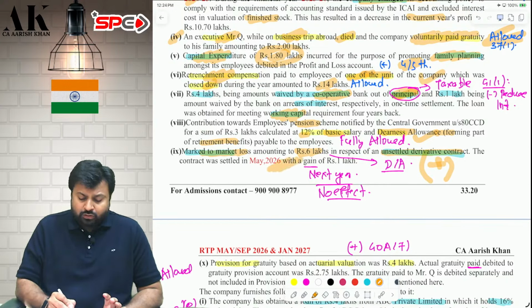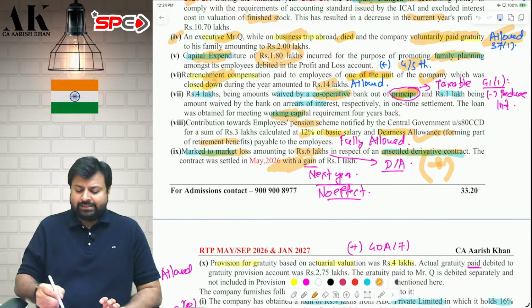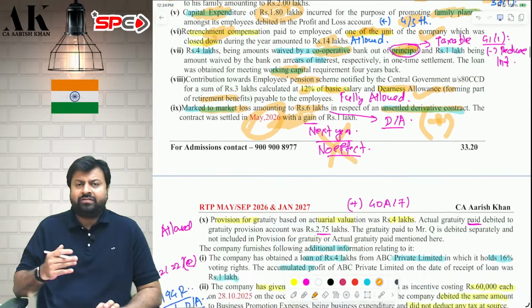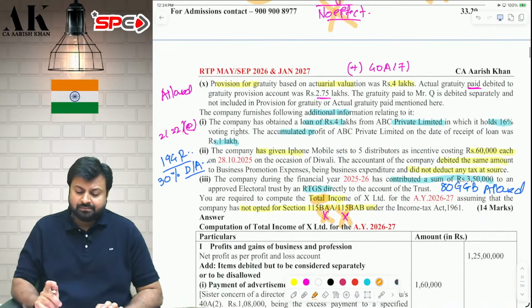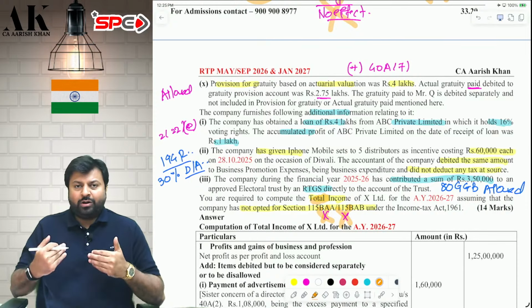What about this mark to market margin? Margin is realized in the next year. It is not realized in the current year. Therefore, no effect in the current year. Next year we will see. And next year question we are not doing, we are doing question of current year.